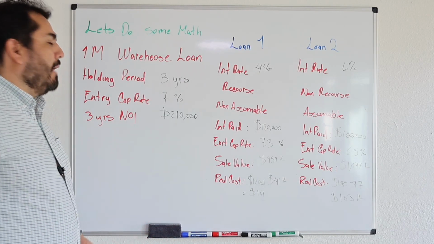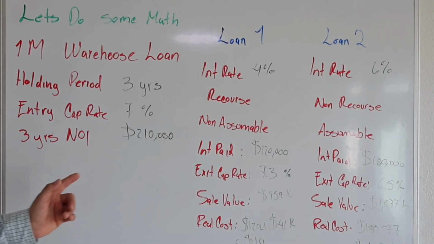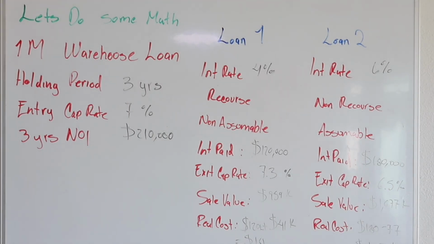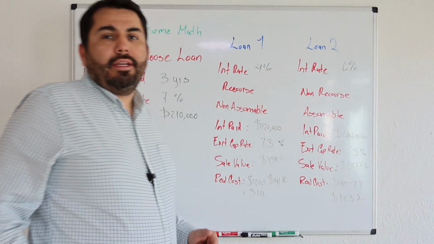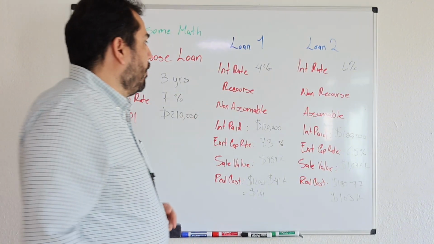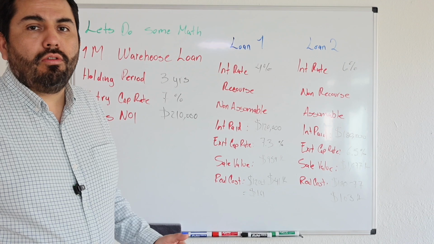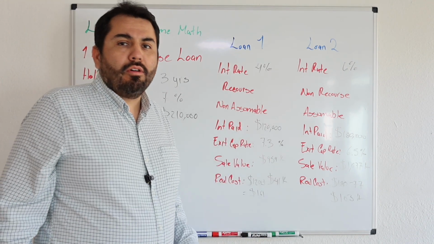So the entry cap rate is 7%. That means 3 years NOI will be $210,000. Okay, so for the loan one, it is lower interest rate. It's a 4%. Okay, but this is a recourse loan. So that means if we don't pay the loan, the bank goes after us.